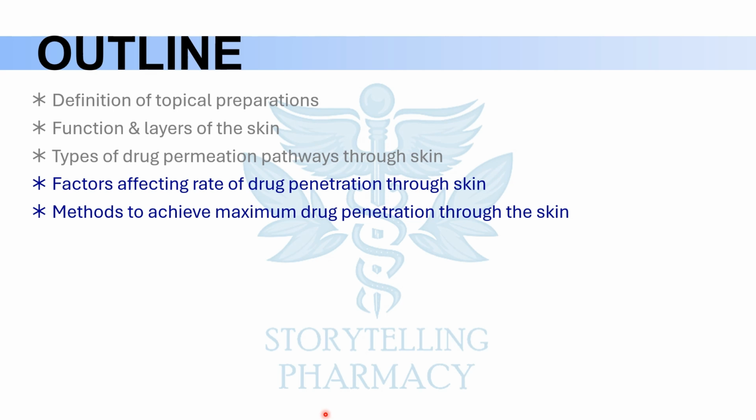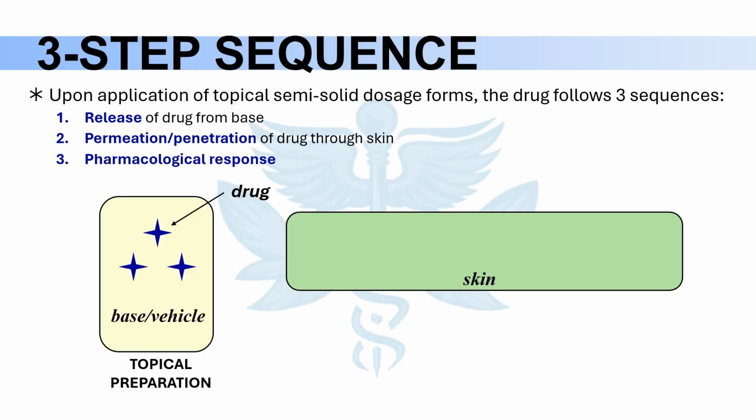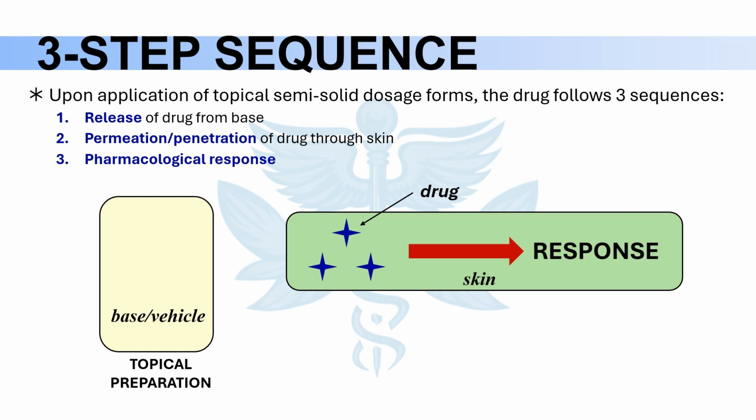In the second half of the introduction, we are going to cover the factors affecting the rate of drug penetration through the skin and methods to achieve maximum drug penetration through the skin. But before we get into today's lesson, we need to understand that when we apply our semi-solid topical preparation to our skin, the drug follows three main sequences. It is released from the base of the topical preparation, it permeates and penetrates through the skin, which I have here represented in green, and then it will exert a pharmacological response and give its therapeutic effect.